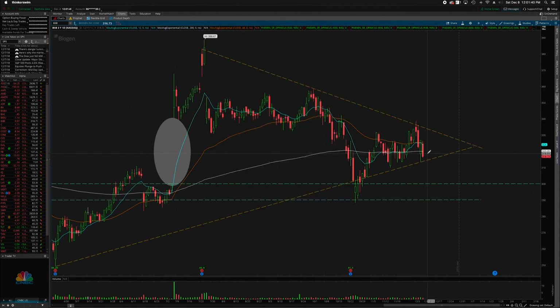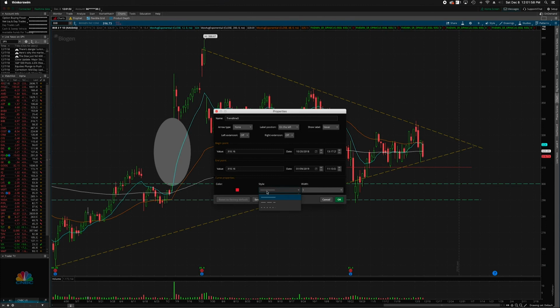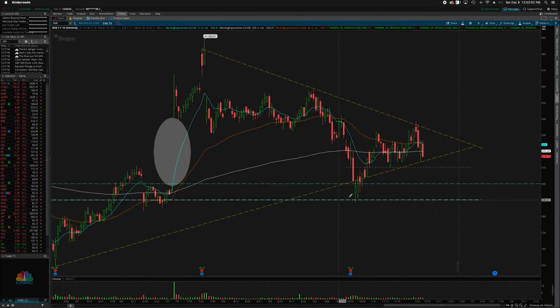So if we break below this trend line, you could see 300 retested again. Of course, there is mild support here on 310. So we have to acknowledge that as well as a potential level for price action to bounce off of. So go ahead and get that line in there.